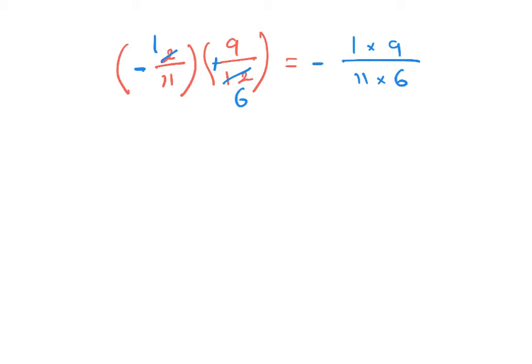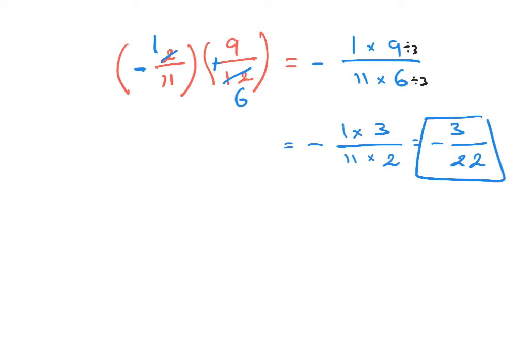And also, as you can see here, 9 and 6, both of them we can divide by 3. So we can reduce this, and it's going to be negative 1 times 3 over 11 times 2. And the answer will be 1 times 3 is 3, and 11 times 2 is 22. And that's going to be the answer, right?